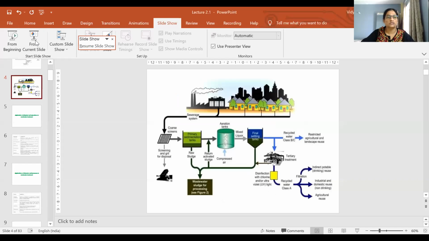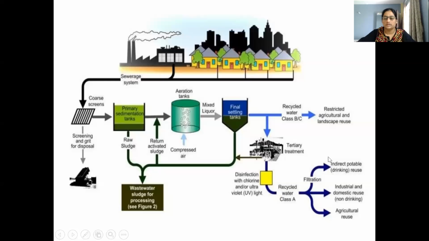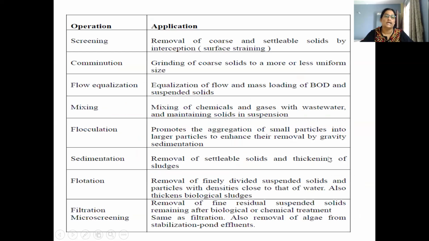Okay, you just take a look here, and now we will discuss one by one. I think the image of that wastewater treatment plant is now in your mind. So with this note, we will go ahead with screening first. The first unit operation is screening. And what is the function of the screening unit operation? It is to remove the coarse and settleable solids by interception or surface straining, you can say simply.